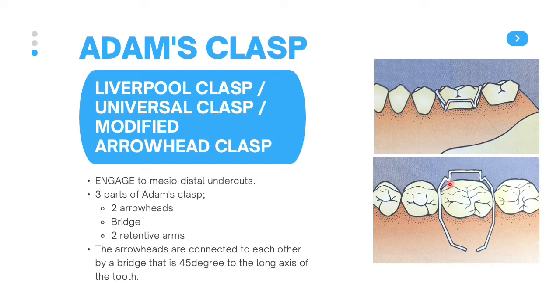There are also two retentive arms that travel along the occlusal embrasure to the acrylic base plate on the palatal or lingual side. The arrowheads are connected to each other by a bridge that is 45 degrees to the long axis of the tooth.